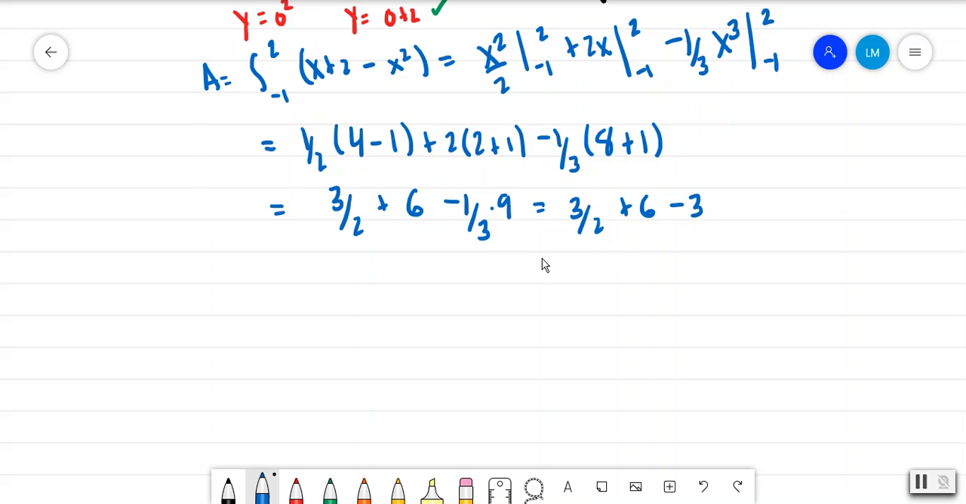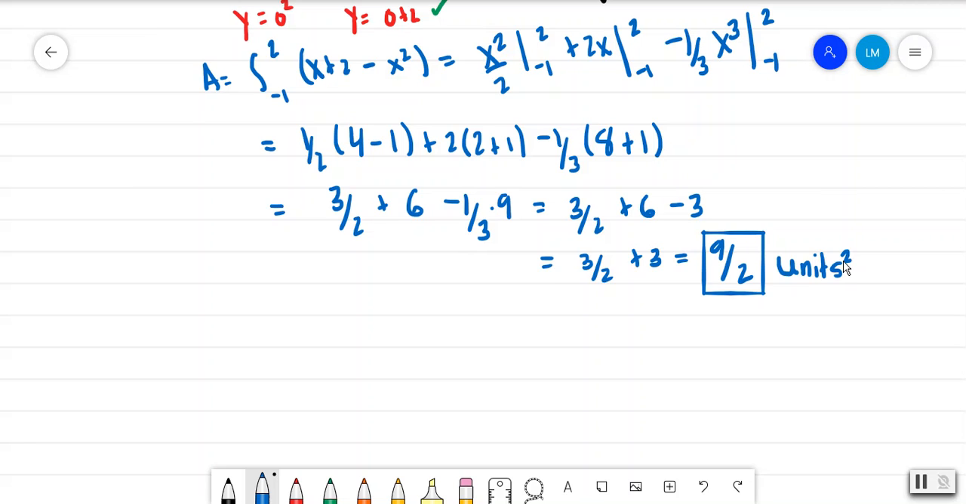So that's equal to 3/2 plus 3, which is 9/2. So we have that the area is 9/2 units squared.